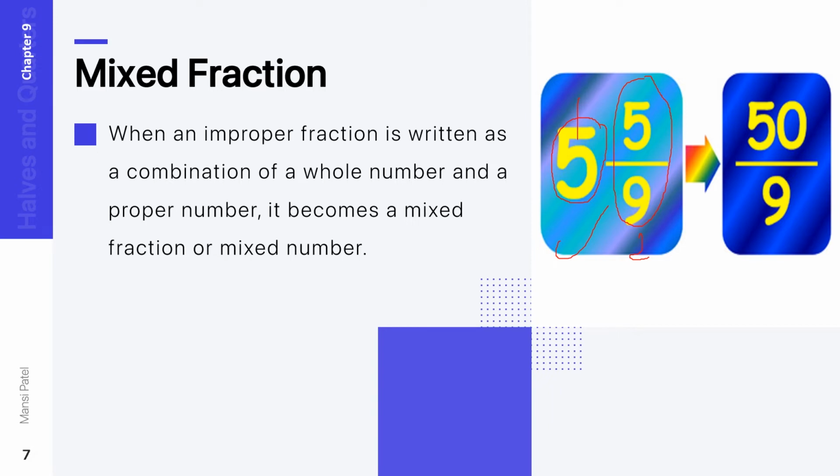How do we read it? We can say 5 and 5 upon 9, or in other words, 5 integer 5 upon 9. So this type of fraction is known as the mixed fraction. And if we want to convert this mixed fraction into an improper fraction, then your answer is 50 upon 9. Now how is this answer coming? Let us see in our further study.